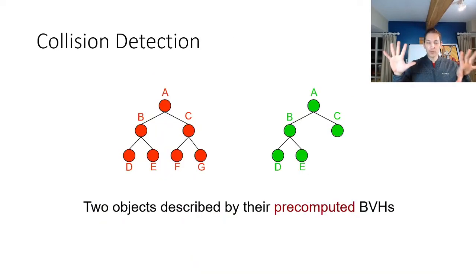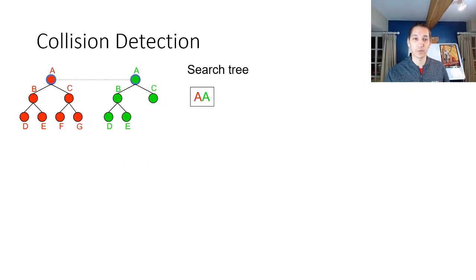When we have two objects that are represented by their trees, we can then try to calculate whether they intersect or not. In this case here, note that these don't have to be balanced. They also don't have to be of the same depth. In this case, the green object here doesn't have a subdivision under bounding volume C.